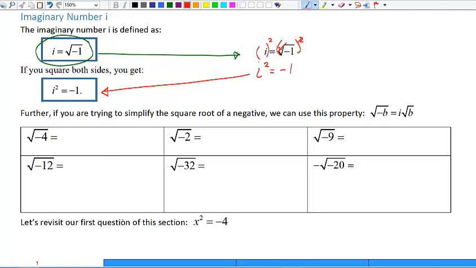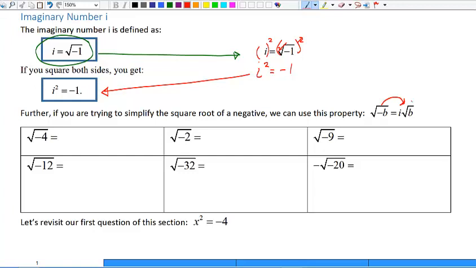Further, if you were trying to simplify the square root of a negative, we can use this property. The square root of negative b is equal to i times the square root of b. Notice if the i comes out of the radical, it becomes an i. It does not multiply to anything else. It just comes out and becomes an i.